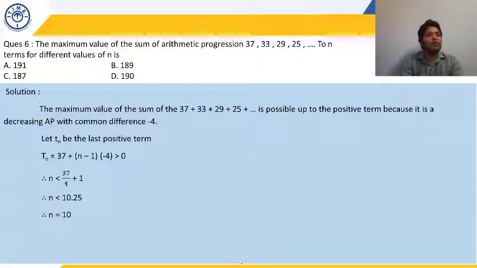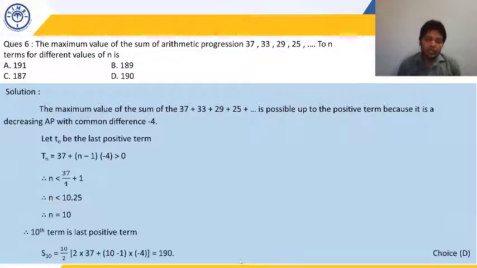And what is the formula to calculate the sum? It is Sn equals n by 2 into 2a plus n minus 1 d. So the sum of 10 terms would be 10 by 2 into 2 into the first term, which is 37, plus 10 minus 1 into d, which is -4. So what will I be getting? Option D, 190 is going to be your answer.